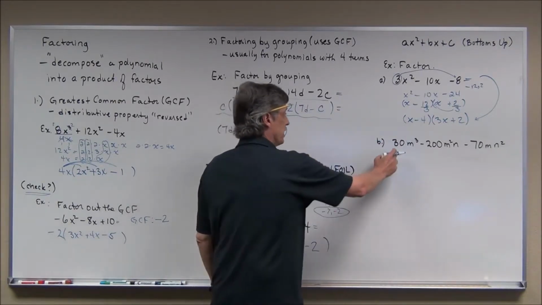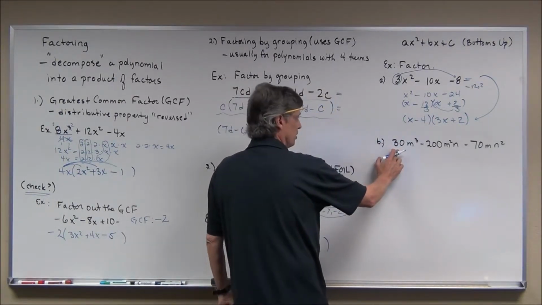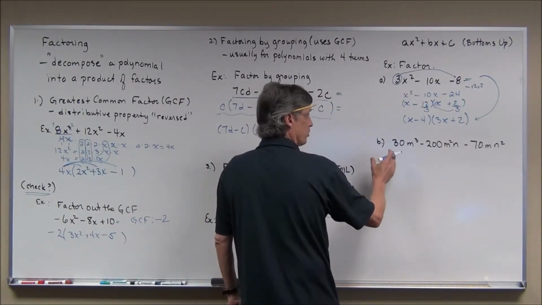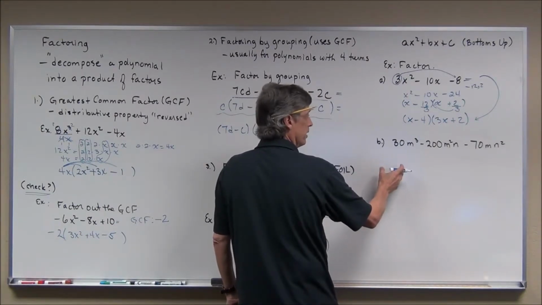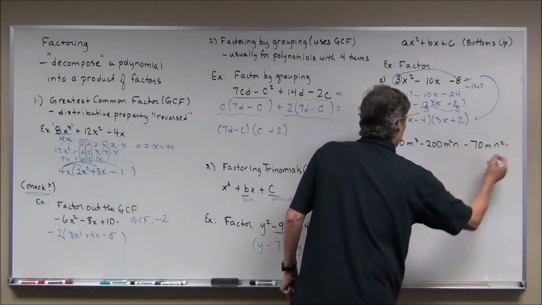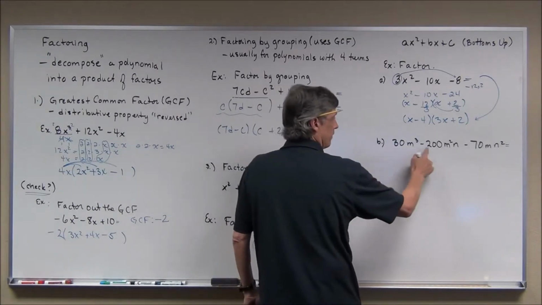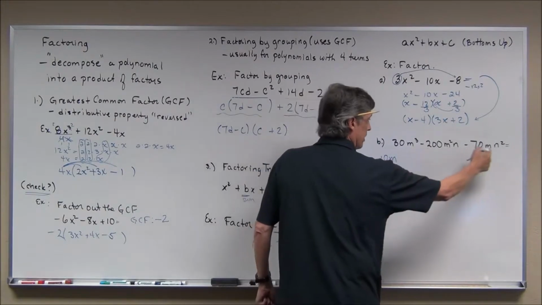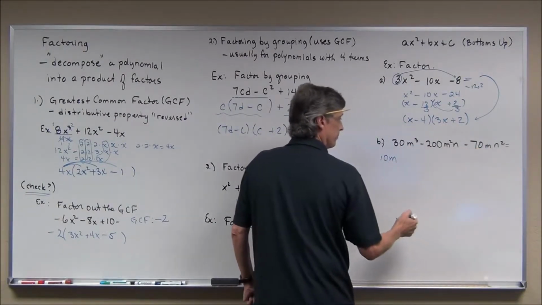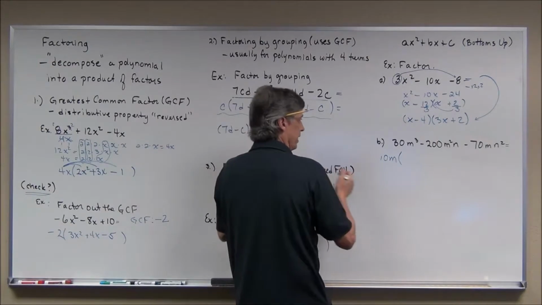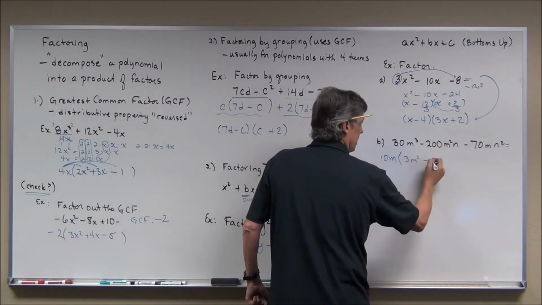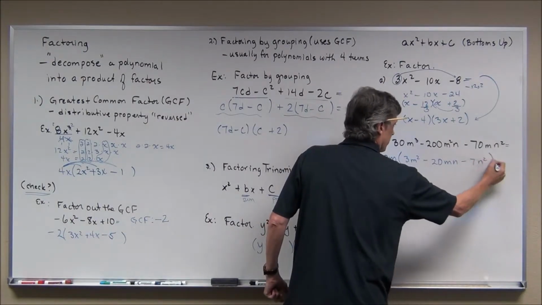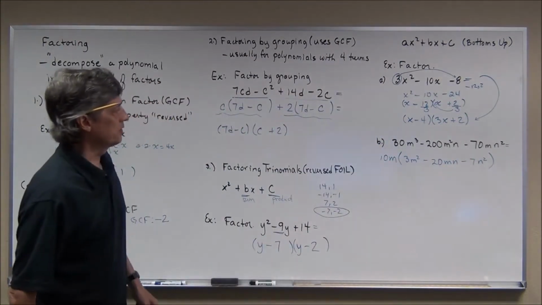All right, now in this example, my lead coefficient is certainly not 1, plus I've got an extra variable tossed in, and I have a greatest common factor different than 1. So the first thing I'm going to look for here is the greatest common factor, which looks like it's going to be 10m. I'm going to factor out a 10m out of these 3 terms. That's just dividing it out, so that's going to be 3m squared minus 20mn minus 7n squared. I took out a GCF of 10m.